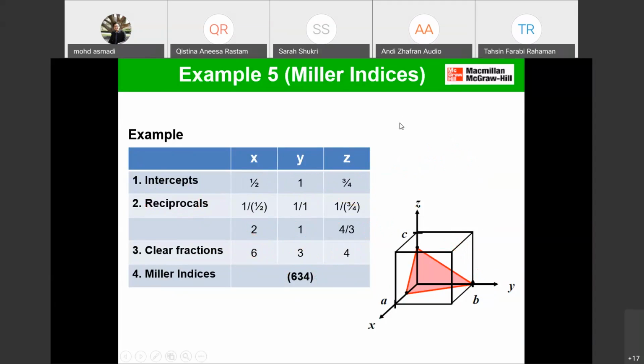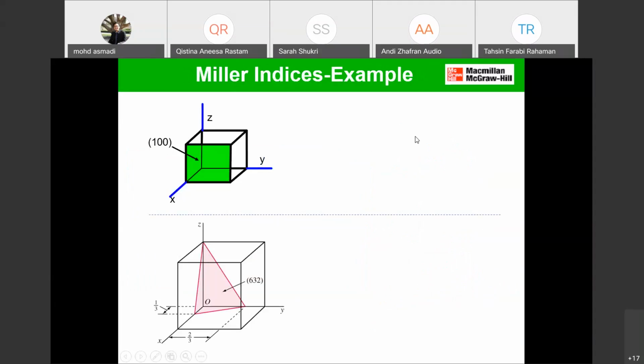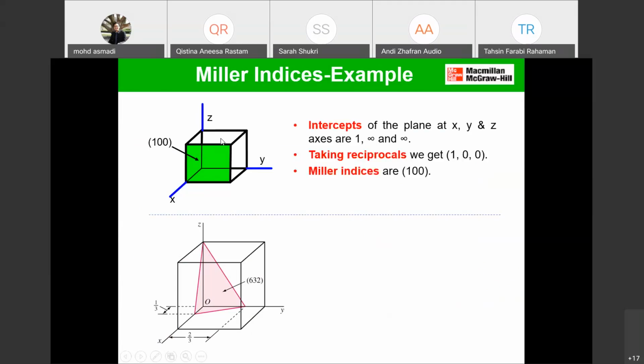Okay, so just follow the step. How about this one? If you look at here, what is the intercept? Since it's already given the Miller indices, what we have to do is find the intercept of the plane, which is 1 infinity infinity.